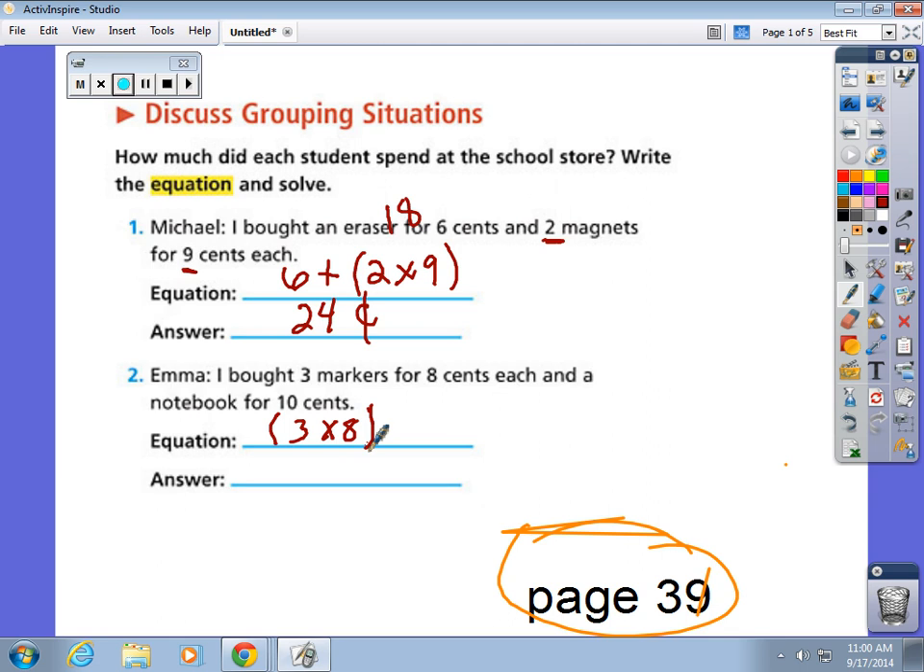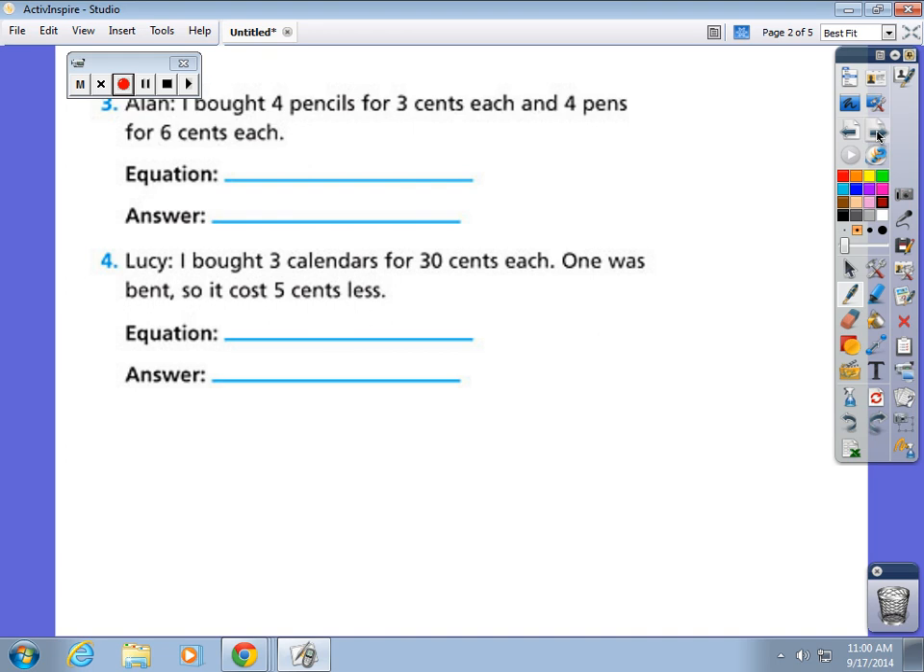She also bought a notebook for 10 cents. 1 notebook, so plus 10 cents. 8 times 3 gives me a value of 24. 24 plus my 10. Don't forget about it. You're not done after the parentheses. Add our 10 gives us 34 cents. Very good. Moving on to number 3.